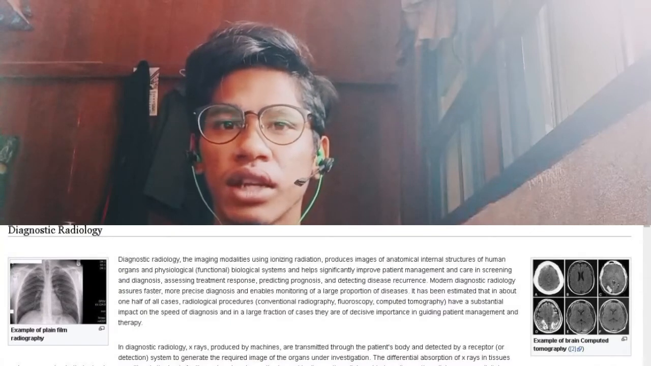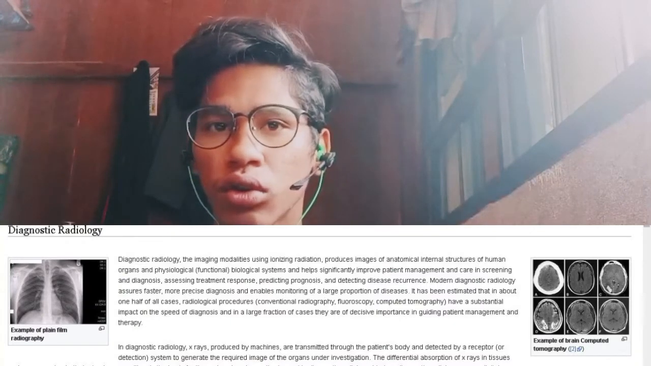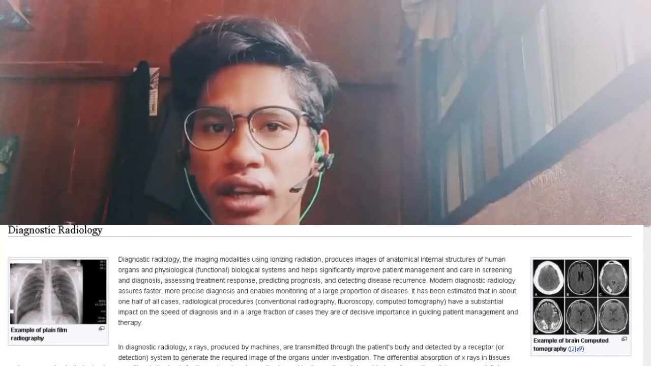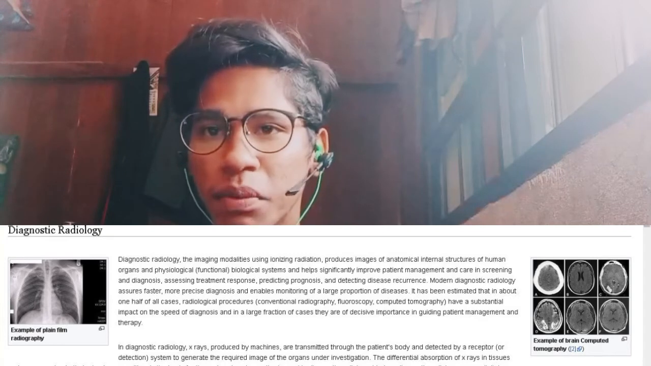Today I will talk about the application of ionizing radiation in industry and medicine. The first one is diagnostic radiology. It is used to produce images of anatomical internal structures and also improve patient management and care in screening and diagnosis. It is of decisive importance in guiding patient management and therapy.